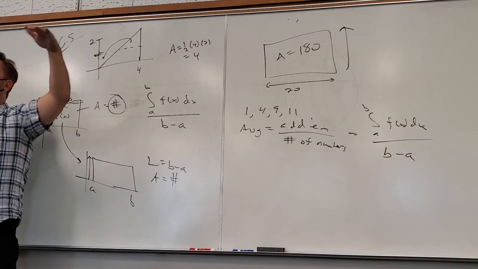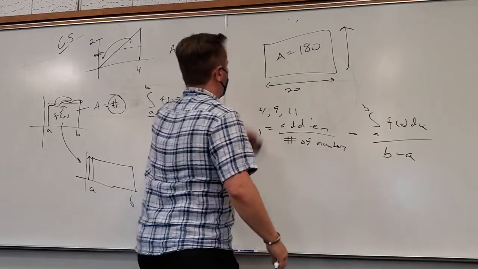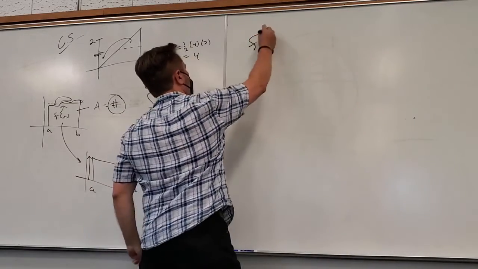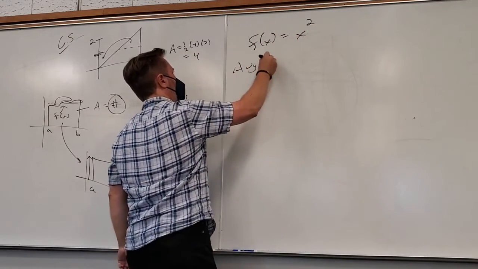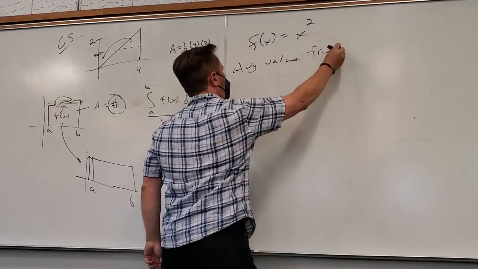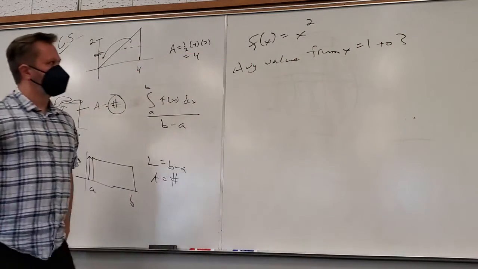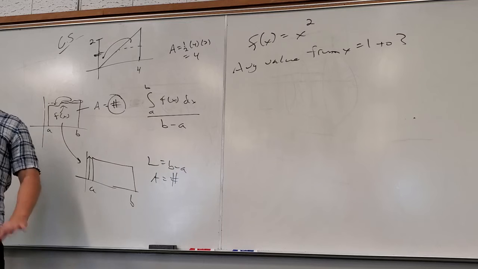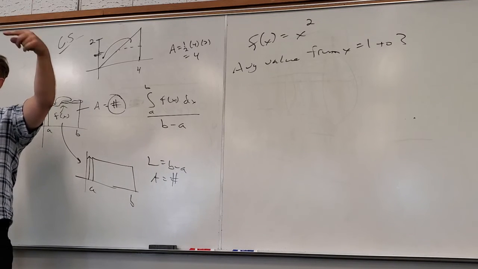So when they ask you to find the average value of f of x, let's do a problem. Wouldn't that be neat? All right. So let's say I have f of x equals x squared, and I want to know the average value from x equals 1 to 3. That's what that says.